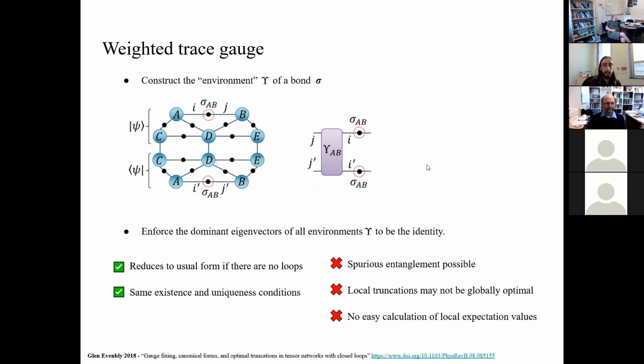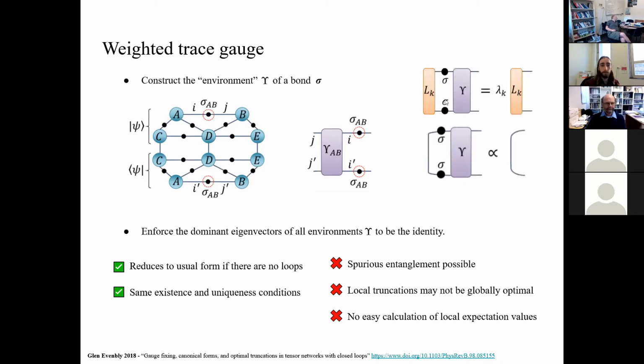The weighted trace gauge occurs when you enforce the dominant eigenvectors of the environment to be identities, and you enforce this for all of the bonds. So here, by eigenvector, I mean you have a tensor here which contracts with this environment to give something proportional to itself. And if you enforce that this tensor is the identity, well, the dominant eigenvector here is the identity, then you're in the weighted trace gauge if you do that for every bond on the left and the right of this environment.